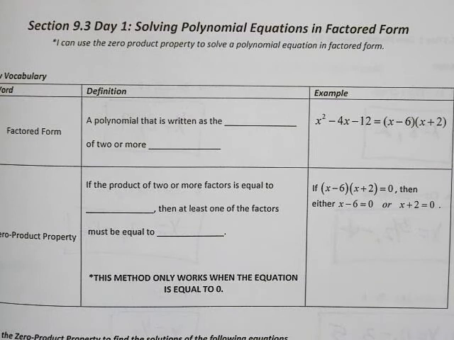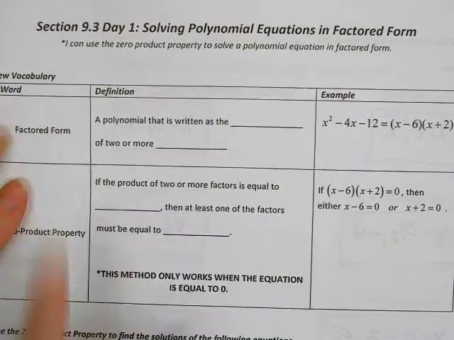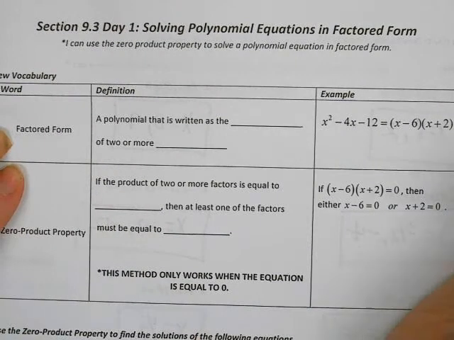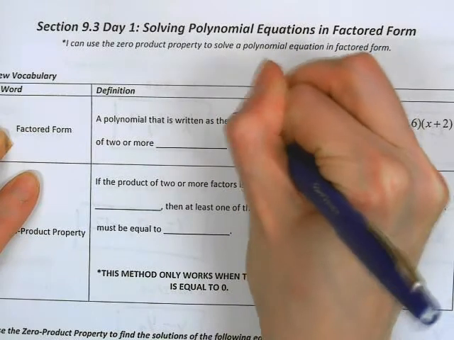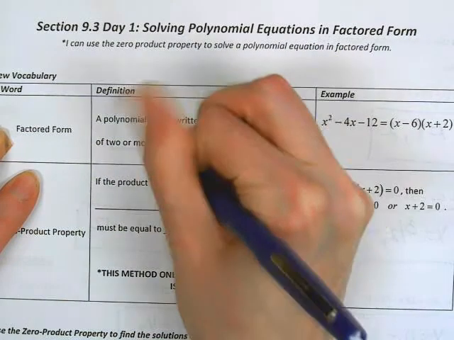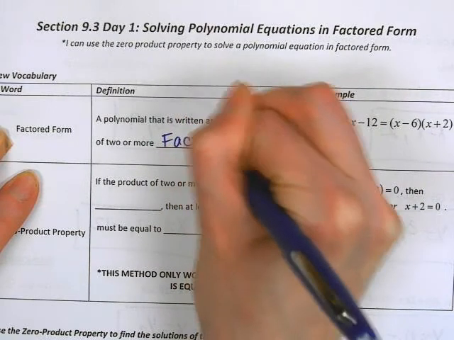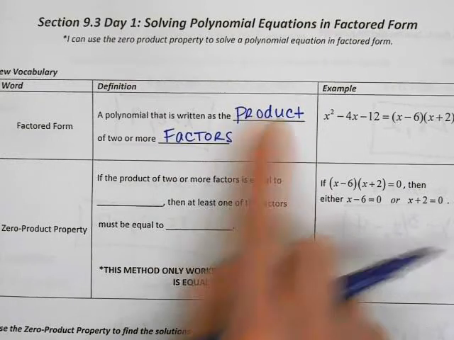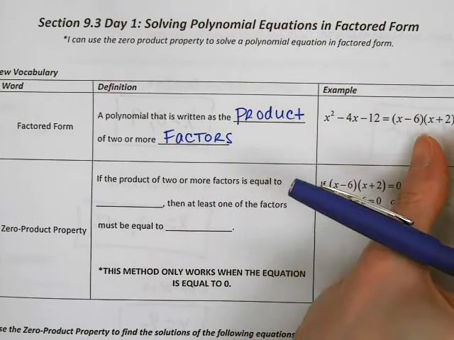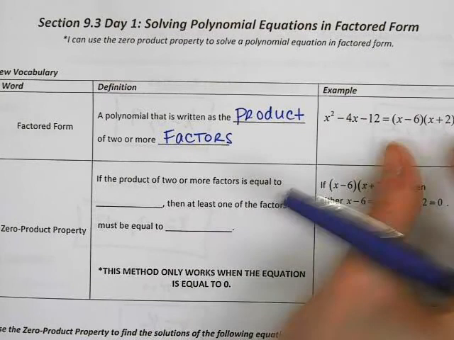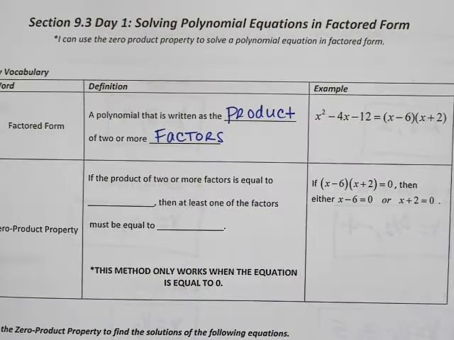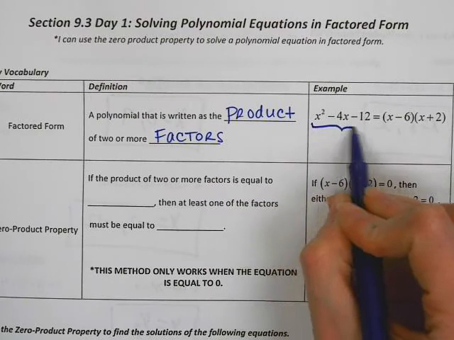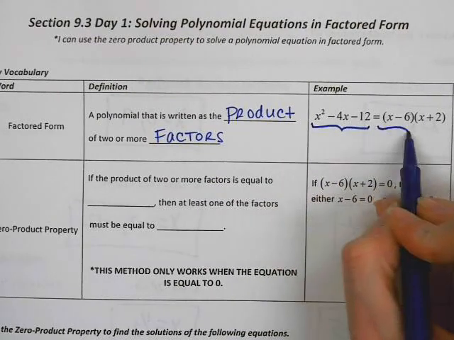Today we're actually going to start solving polynomials in factored form. So just a reminder, you guys have done this before. A polynomial in factored form is written as the product of two or more factors. Okay, so what does that mean? Well, product means multiply, and factors are the little parentheses that you multiply together to get a polynomial. So for example here, this is called a polynomial, and this is called factored form.